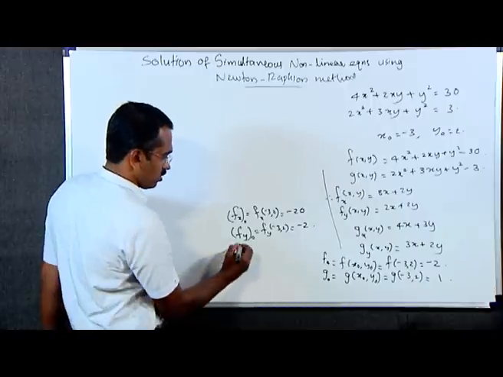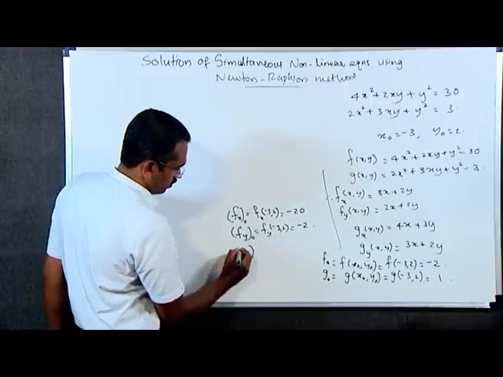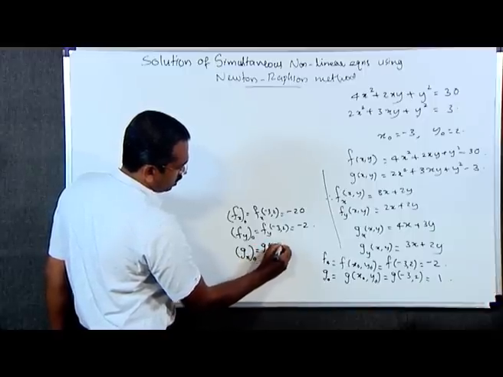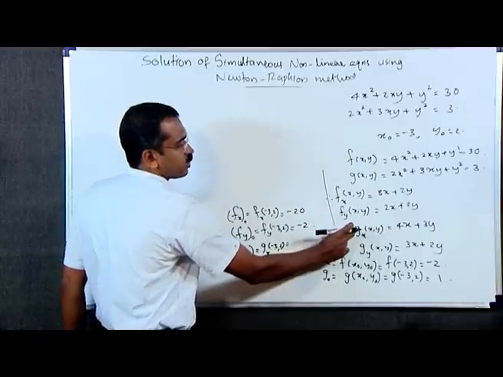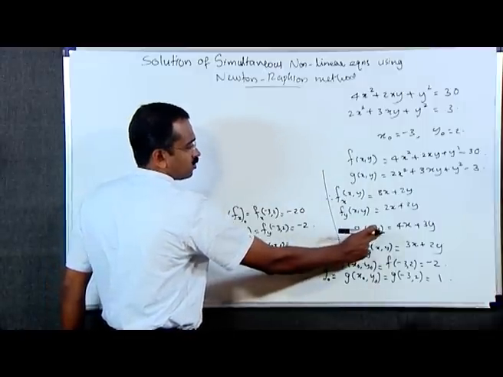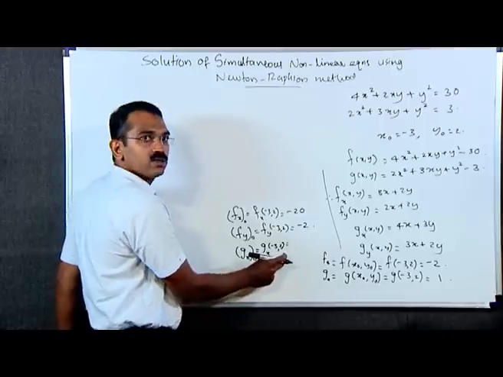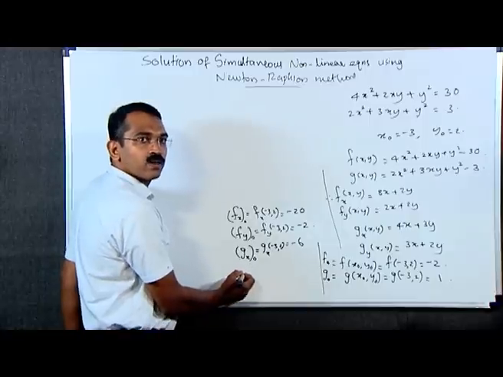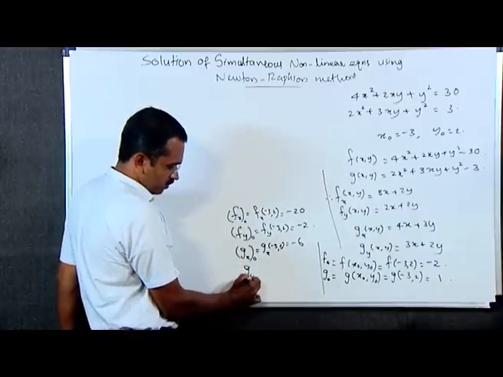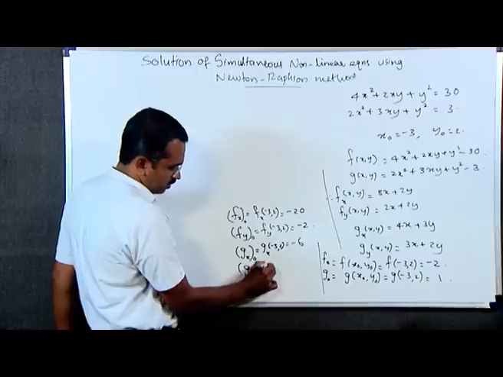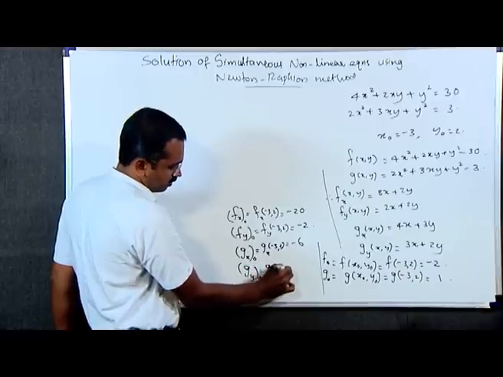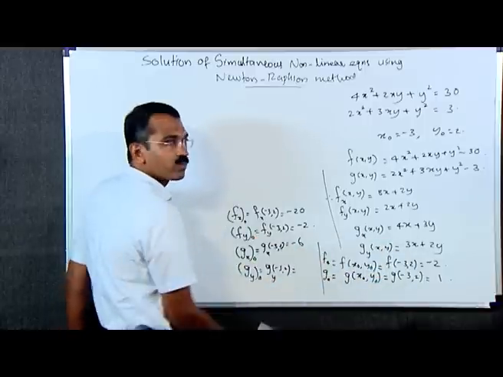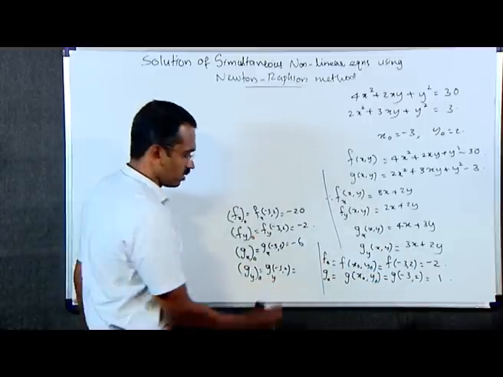Now, gx naught, that is gx at minus 3 comma 2. This is gx. Putting x equal to minus 3 and y equal to 2 here, we get this as minus 6, and gy naught means gy at minus 3 comma 2. Putting x equal to minus 3 and y equal to 2 here, we get gy naught as minus 5.